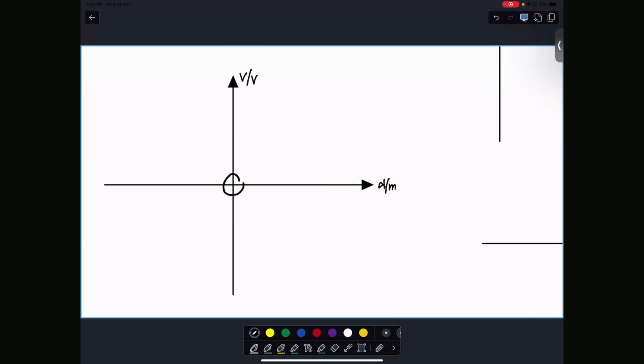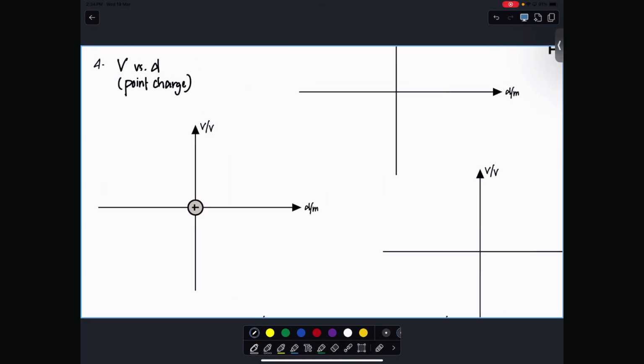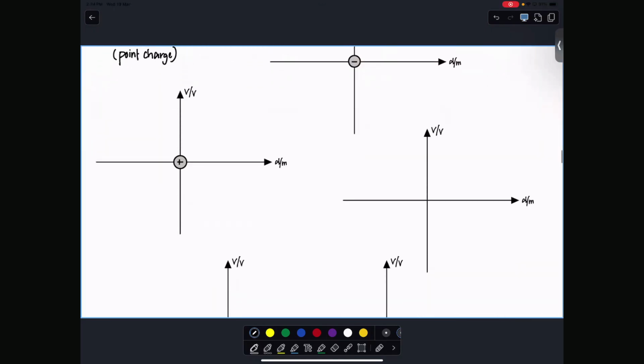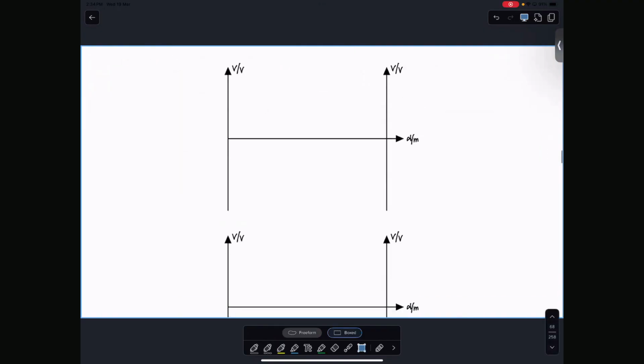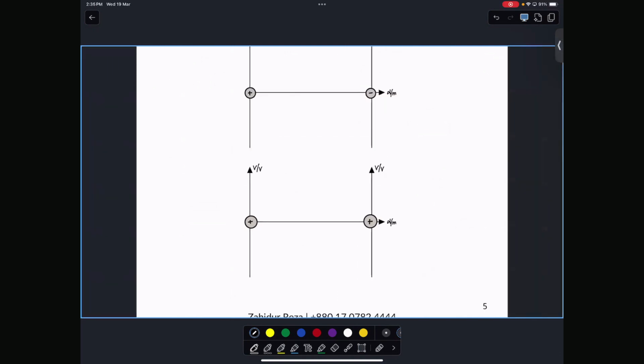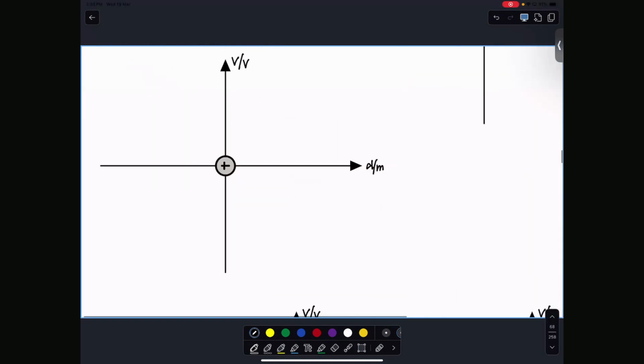All right, so to start with, the first one that we have here is a positive charge at the center. Second one hoche negative charge at the center. এখানে হচ্ছে you have a positive charge here and a negative charge there. Then you have a positive charge here and a positive charge there. Negative just same hobe তার জন্য দিলাম না, okay? So we'll start with the first one, V versus D for a positive charge.